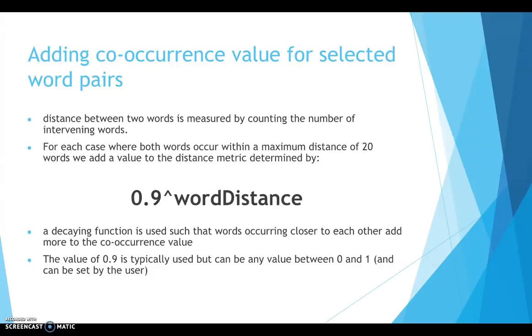That happens if we're analyzing a particular pair of words: every time those words occur within 20 words of each other, we add that particular co-occurrence value to the value for that pair. The 0.9 actually could be any value between 0 and 1, and again that can be adjusted by the user on our system.